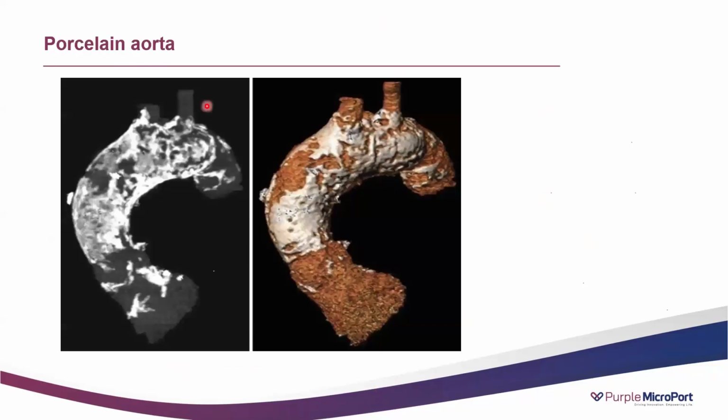Now, can you see this? This is called a porcelain aorta. These cases should be rejected at the initial level when we are launching a device, because this may cause stroke to the patient, because in maximum cases we are not using the embolic protection device.